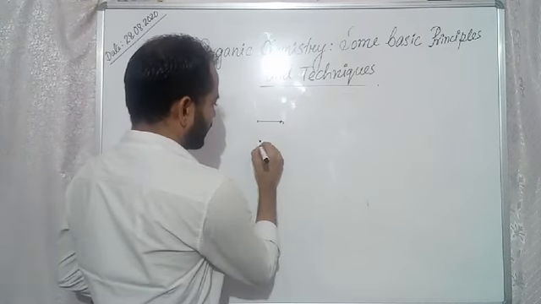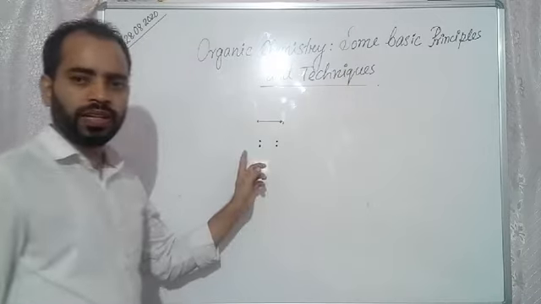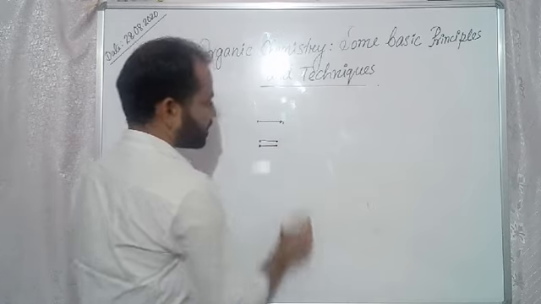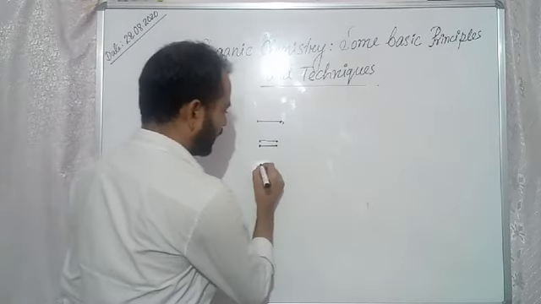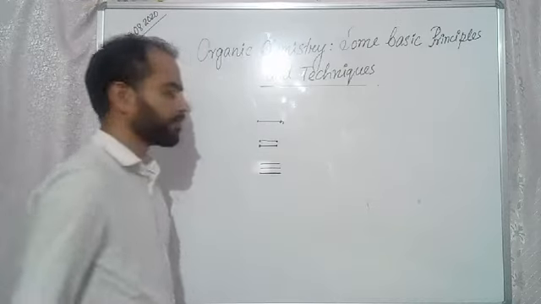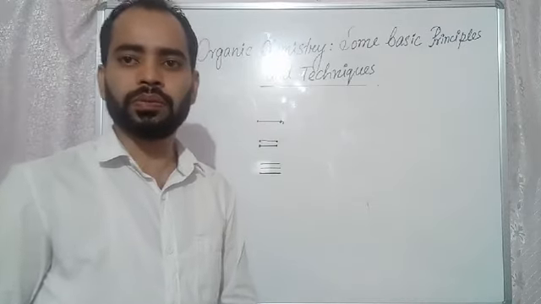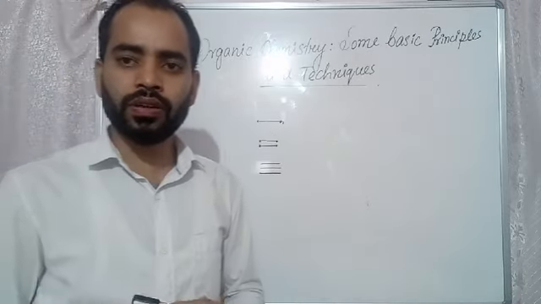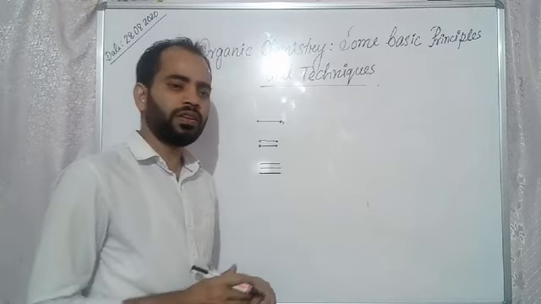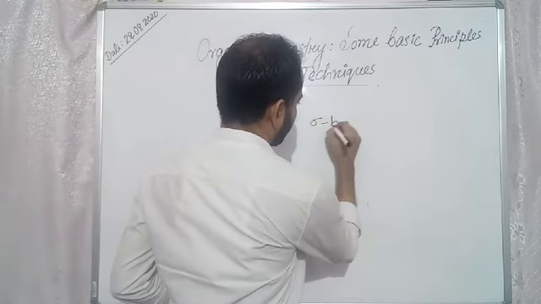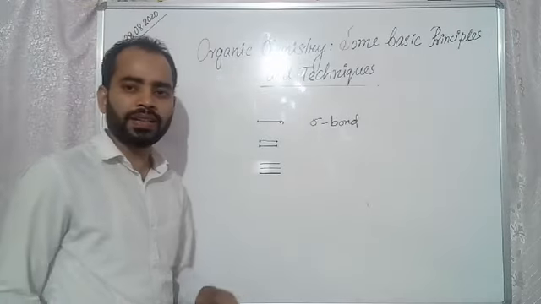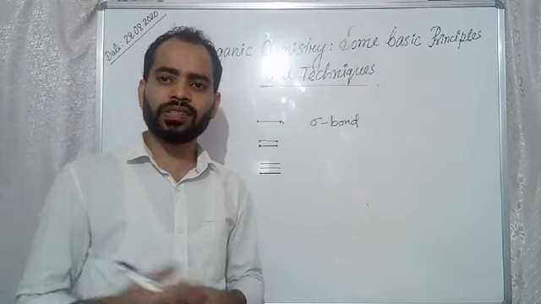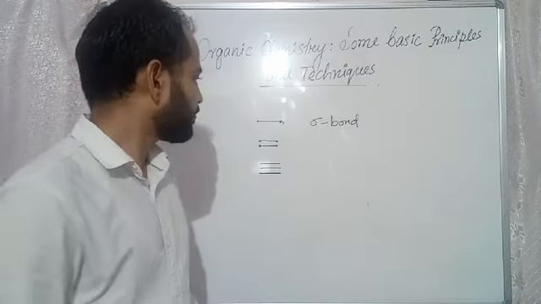If one pair of electrons by each atom is shared, then it forms a double bond. Similarly, you can get a triple bond. Single bond, double bond and triple bond. So whenever you get a single bond, it is always what type of bond? It is a sigma bond. That is formed by the head-on overlapping of atomic orbitals. That we'll discuss in the orbital concept later on.